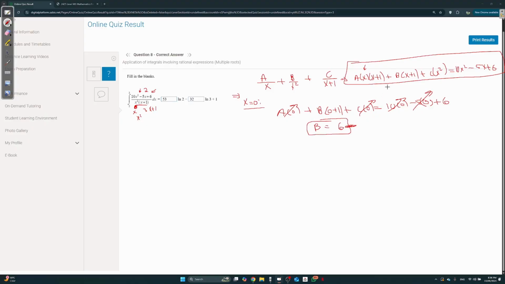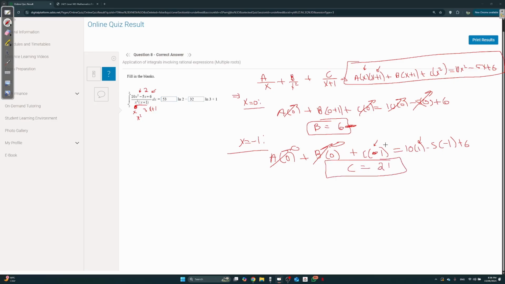Do we have any other zeros? As you can see over here, we have another 0. x plus 1. What's the 0 for x plus 1? It's negative 1, right? So x is equal to negative 1. So a is multiplied by 0, and b is multiplied by 0 because negative 1 plus 1 is 0. Plus c times negative 1 squared, which is just 1. So equals 10 times 1 minus 5 times negative 1 plus 6. Again, I wrote 1 instead of negative 1 because they're squaring. So cancel. You get c is equal to 10 plus 5 is 15, plus 6, which is 21. So c is equal to 21.